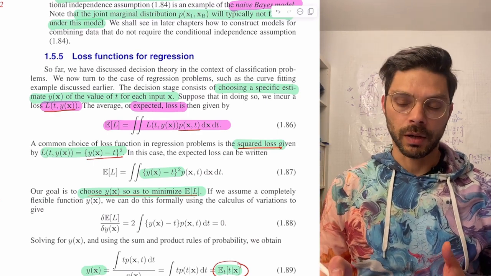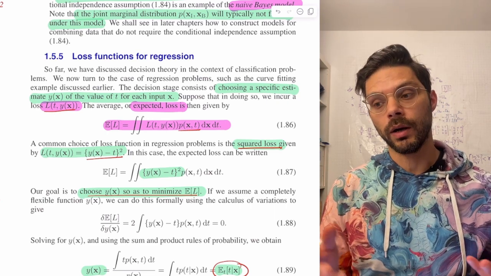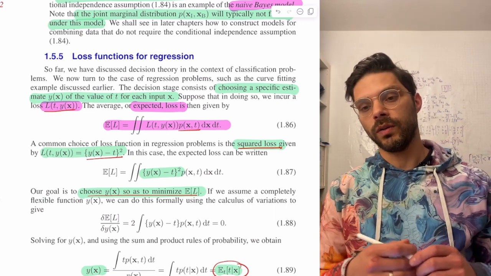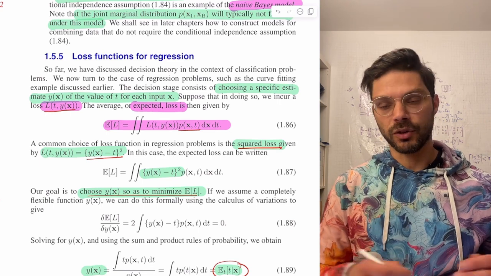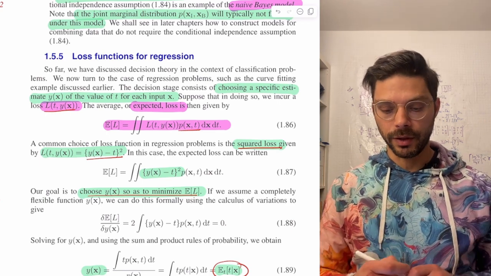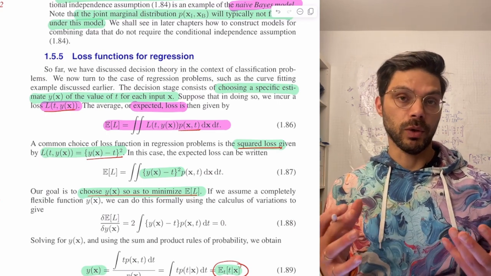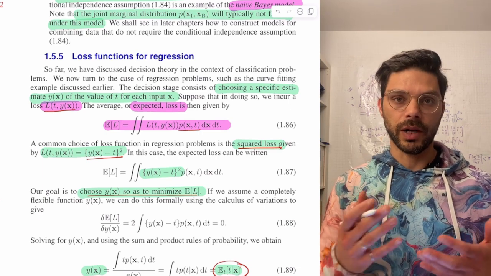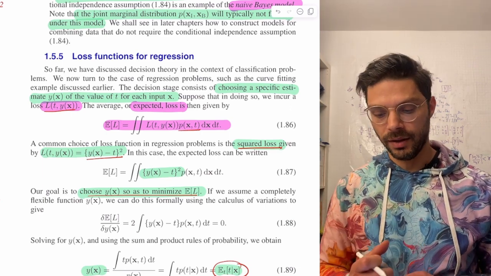So now we're just going to talk about the setting of regression, where that output variable is going to be continuous, because it's going to be real valued. Almost always it'll be real valued. And so what do we do in that setting? What's the right notion of loss there? We're going to discuss that in this section.